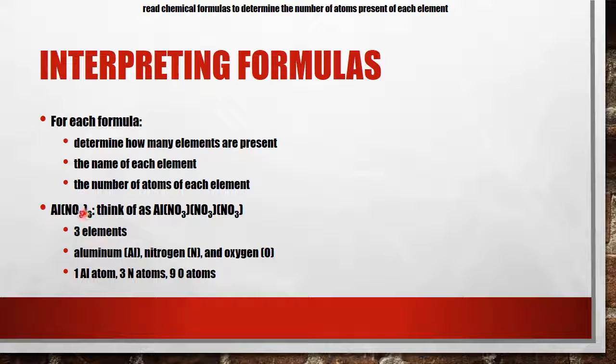Notice I have NO3 and I'm just multiplying it by 3 because that's the subscript that comes outside the parentheses. Inside the parentheses there's 1 nitrogen atom. 1 times 3 is 3. So I have 3 nitrogen atoms. Inside the parentheses, there are 3 oxygen atoms. 3 times 3 is 9. And that is exactly how you could think of that as well.